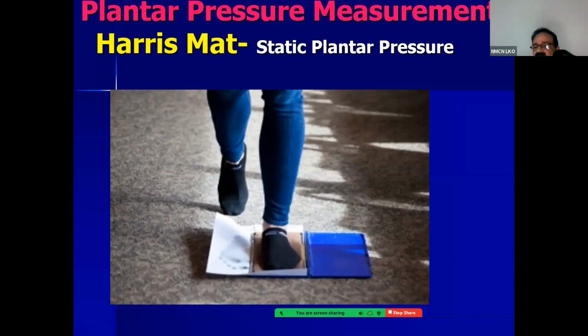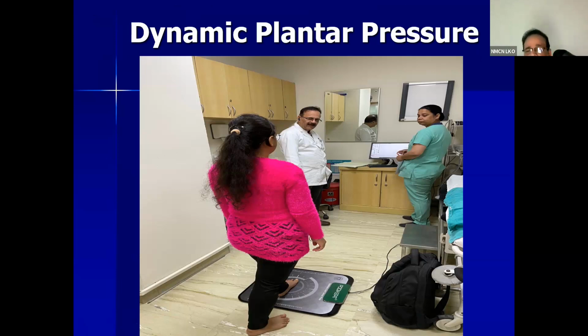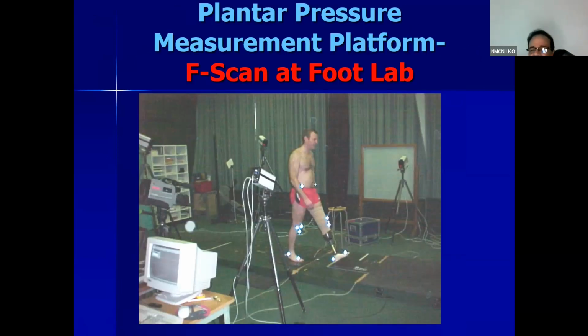Then to find out the plantar pressure, there is a Harris mat for the static plantar pressure. And there is a dynamic plantar pressure also, where we make the patient walk. And this is the F-scan, which was available in the foot lab of Dr. William Scholl College of Podiatric Medicine, where I did my fellowship in Chicago. But it is on a research basis, so it's not available in India.